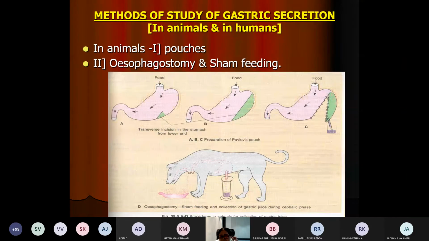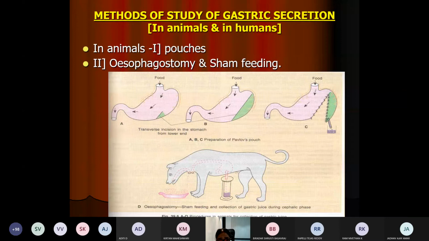So these are the methods of study of gastric secretion. Paul's pouch and sham feeding, you can get a 3-mark or 5-mark question. Functions is also 3 marks. Composition is also 3 marks. In gastric secretion, you will get many short answers and short notes. Remember that. In animals and in humans, methods of study of gastric secretion.